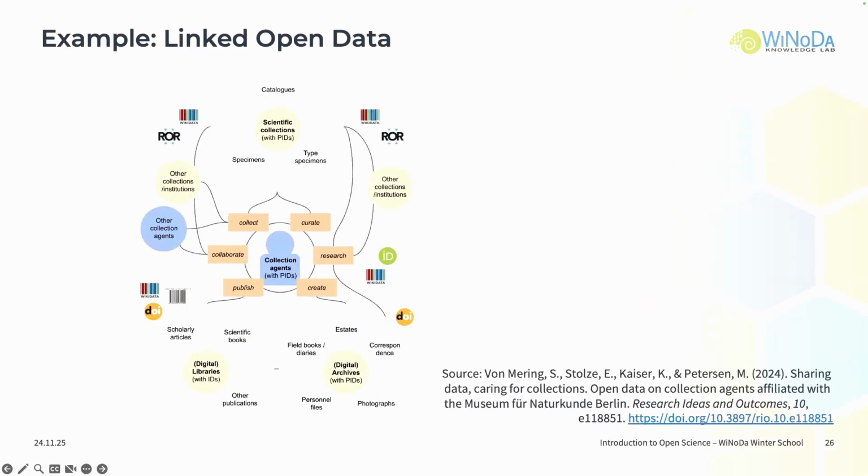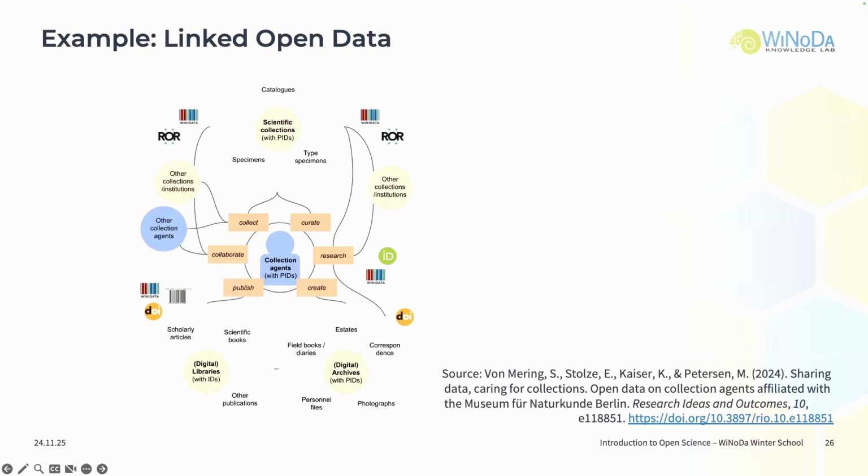Here's one example for linked open data for a project for the Museum für Naturkunde Berlin. What the authors did was they used Wikidata to create entries for collection agents who play a central role in building up natural history collections. And they linked those collection agents then via PIDs to the collections they contributed to, but also to their publications and the institutions they worked at. And by creating this linked open data, you can see the connections between the collection agents and the documents or the objects they created or that they brought into the collections.